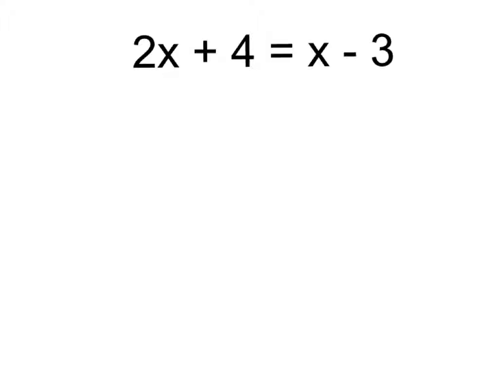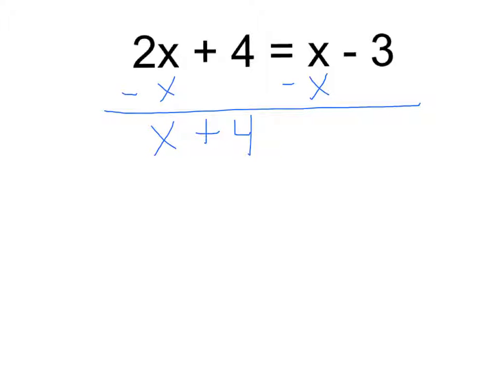In order to get the variables on the same side, I'm going to subtract x from both sides. If I subtract x from both sides and then simplify both sides, on the left-hand side, 2x subtract x just gives me x, so I'm left with x plus 4. And on the right-hand side, I did get rid of the x that I had there because x subtract x gives me 0. So on the right-hand side, I'm just left with x is equal to negative 3.